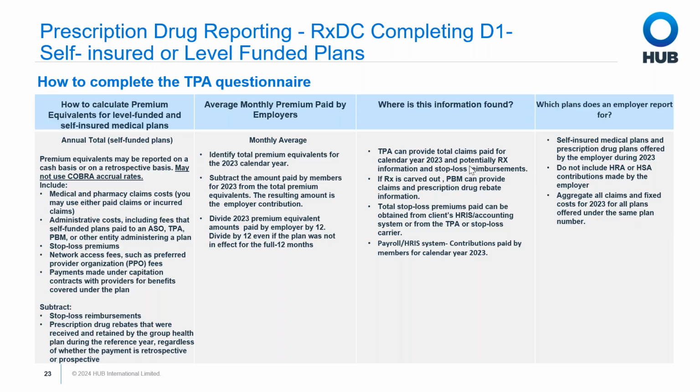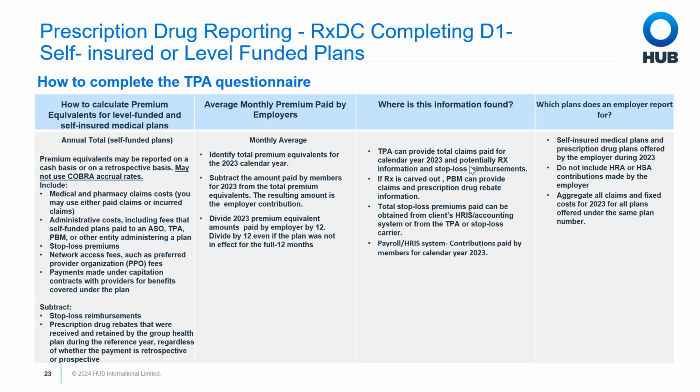You will take all the medical and pharmacy claim costs you paid in 2023, either paid or incurred during 2023, plus your fixed costs. This would be administrative fees, PBM fees, any fees for disease management services, or any other fees that you paid for the administration of your self-insured or level funded plan that pertains to the plan cost itself, plus stop-loss premiums, plus network access fees.